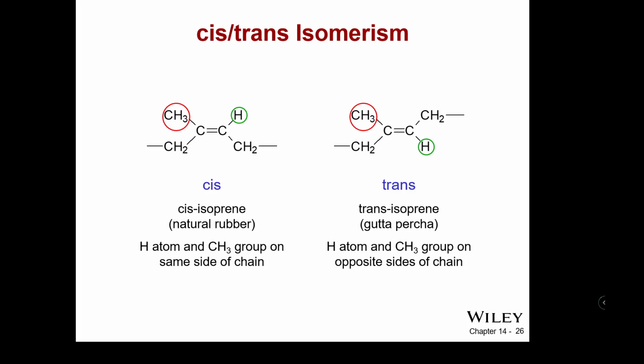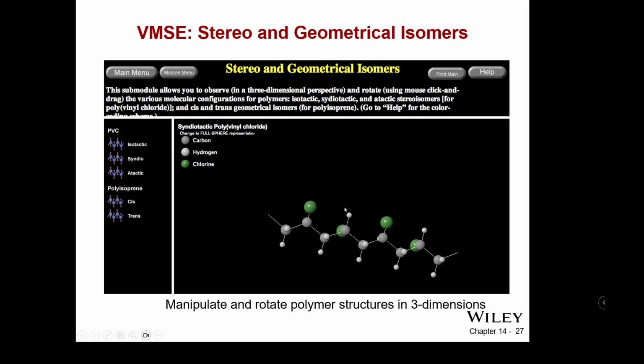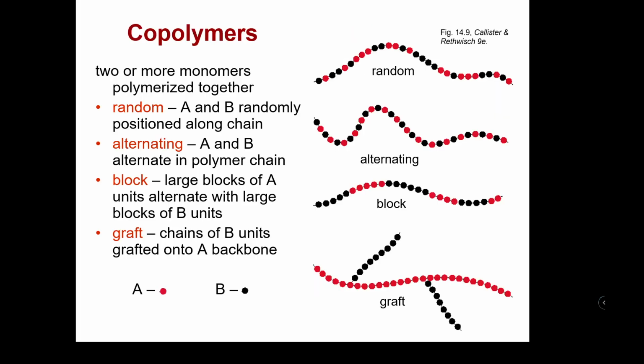These two isomers actually behave very differently. So the hydrogen atom and the methyl atom are on the same side of the chain for cis isoprene. For trans, they're on the opposite side of the chain. So you can see some of these examples of the isomerization using the visualizer, where they're just going to move things around for you to see.